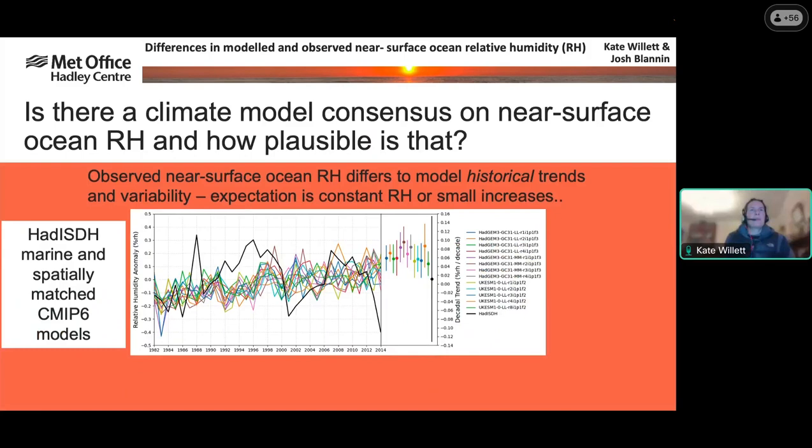This is, again, early work. And we wanted to understand whether there was any climate model consensus on near-surface ocean RH and how plausible that might be. So my colleague Josh has taken, to start with, just the Hadley Centre models.